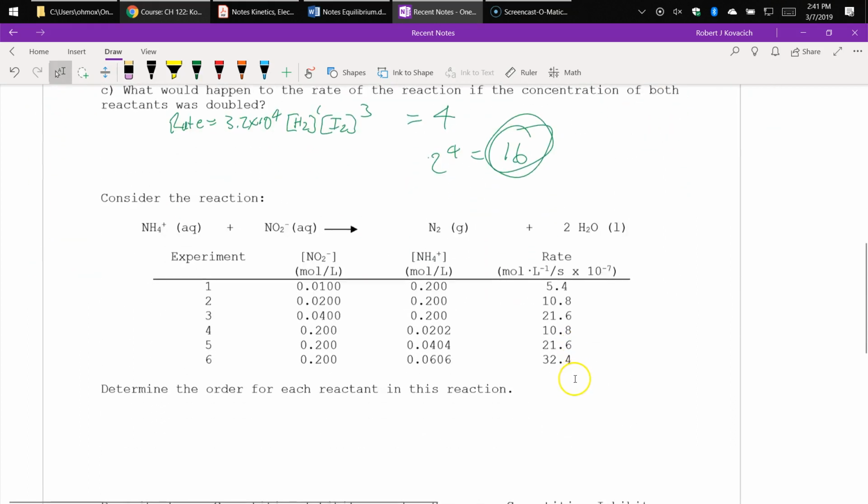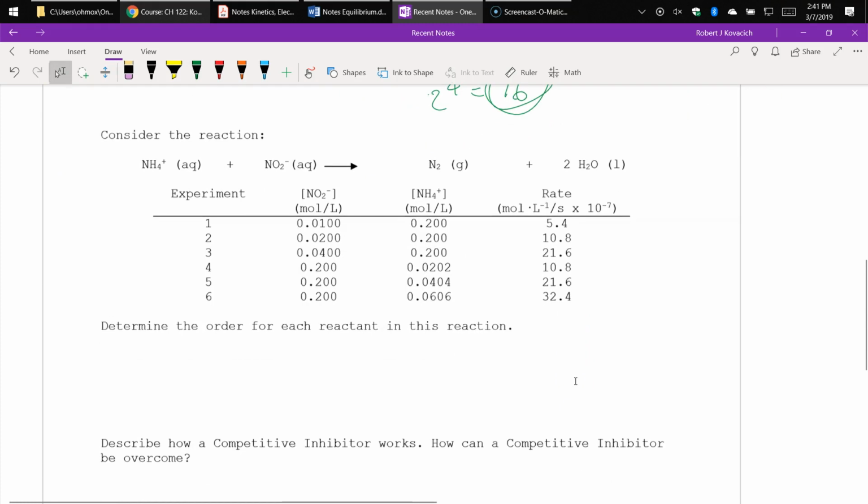All right. What do we want to pick here? Say 1 and 2. No change here, a double here, I get a double here. So first order with respect to the nitrite. And then, what's a good one? Looks like 0 there, a double there, a double there. All right, so first order with respect to the ammonium. All right, so that one's super easy.